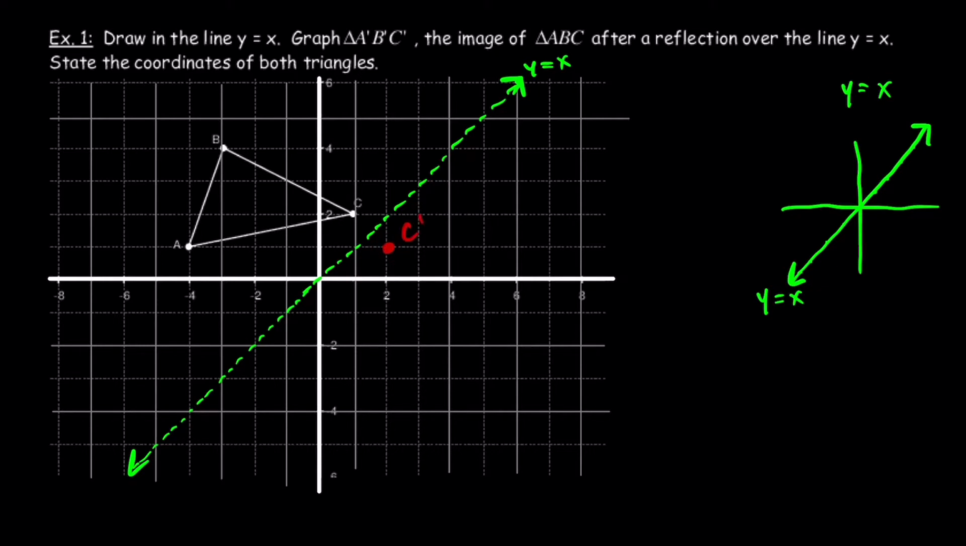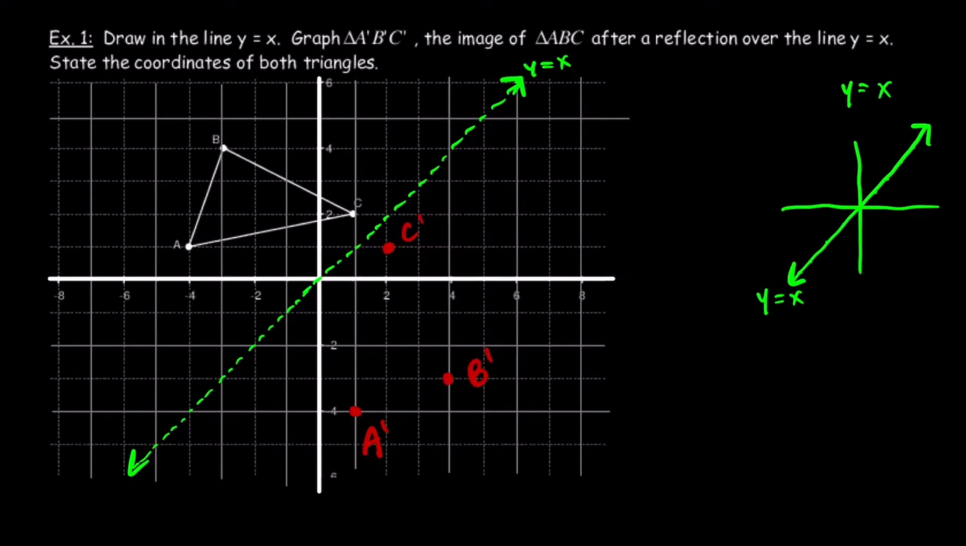I do the same thing with the other points. So let's take point A right here. Let's count diagonals. 1, 2, and then there's a half. So I go half, 1, 2. So A prime goes there. And then B, let's take this. Let's count diagonals. 1, 2, 3, and a half. So there's a half, 1, 2, 3, so B prime goes there.